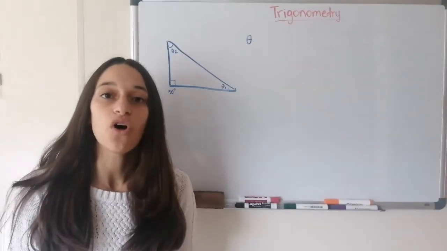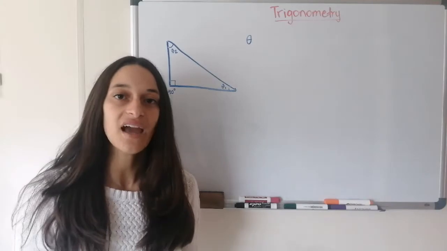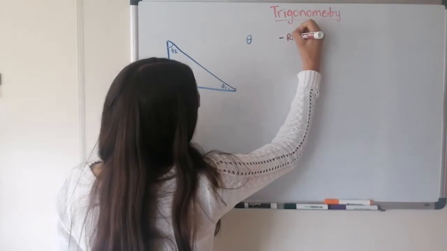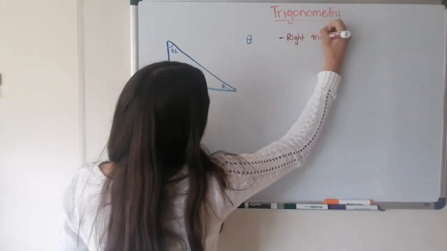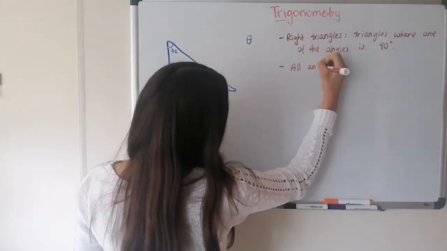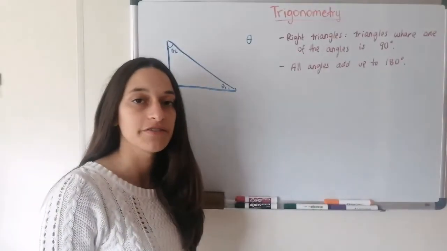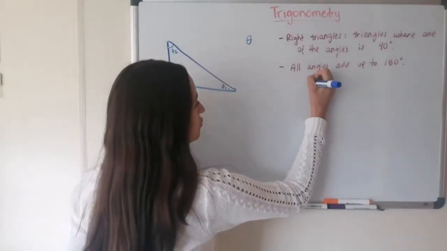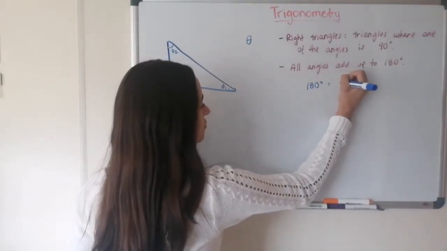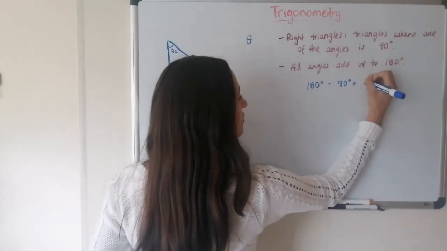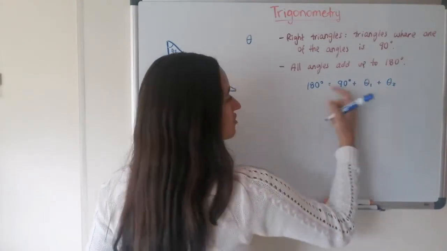And something that is true for all triangles is that their three angles add up to 180 degrees. So let's write what we know until now. We know that right triangles have one 90-degree angle, and we know that all angles add up to 180 degrees. So if we take into account the fact that in our triangle one of those angles is 90 degrees, we have the following equation. The 180 degrees total have to be equal to the 90 degrees that we know plus these two angles over here, theta 1 plus theta 2. This is just the mathematical way of writing this rule.